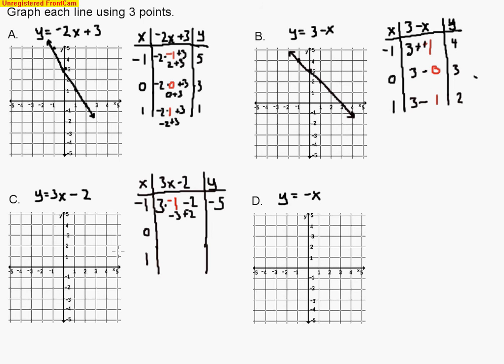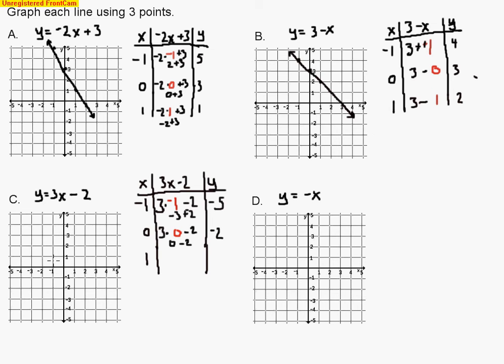So we take a look at the next one. 3 times, and then I have 0 this time to input. And then I just bring down my constant that I'm subtracting, minus 2. And do the work here. 3 times 0 just makes 0. 0 minus 2 gives me negative 2.